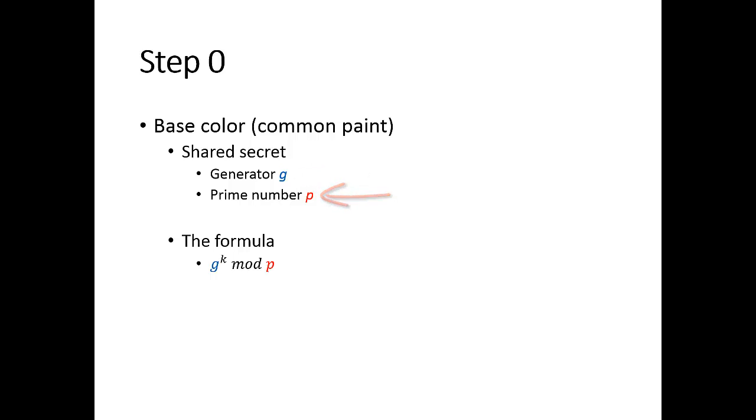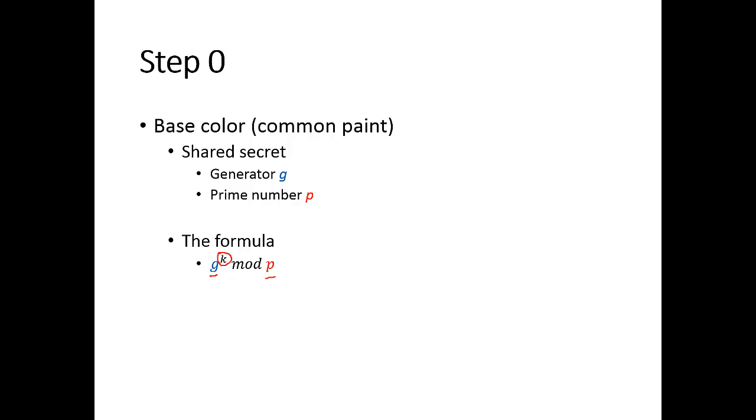We represent these two numbers as G and P, as you can see here, and those numbers are used in a mathematical formula. G goes here and P goes here: G to the power of K mod P, where K is actually our secret color in our analogy. So we share this G and P as our base color, or common paint.